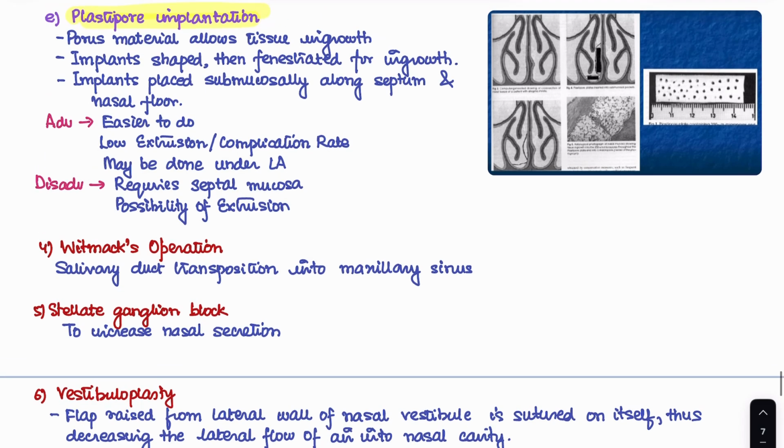Other than this, there is Whitmack's operation, where you do a salivary duct transposition into the maxillary sinus, and a stellate ganglion block, which is done to increase the nasal secretions because there is atrophy of the seromucinous glands. And last of all, there is vestibuloplasty, where a flap is raised from the lateral wall of the nasal vestibule and sutured on itself, thus decreasing the lateral flow of air into the nasal cavity. This completes everything you need to know about atrophic rhinitis.